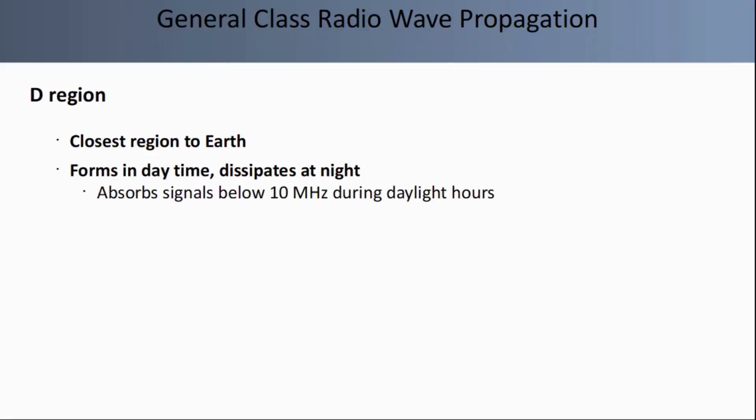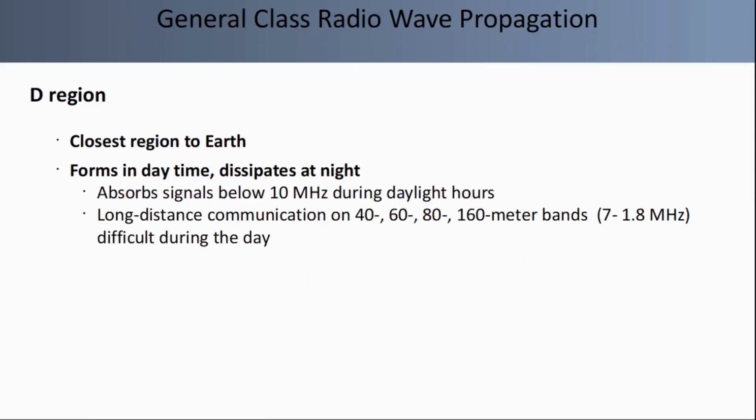This is a very important characteristic of the D region. This comes right from one of the test questions. The D region absorbs signals below 10 megahertz during the daylight hours. So rather than bending them back to Earth, it just absorbs them and just eats them up. They go away. As a result, and this is from a question as well, long distance communications on the 40, 60, 80, and 160 meter bands, which covers 7 to 1.8 megahertz, definitely below 10 megahertz, are difficult during the day. That's because the D layer is absorbing that energy.